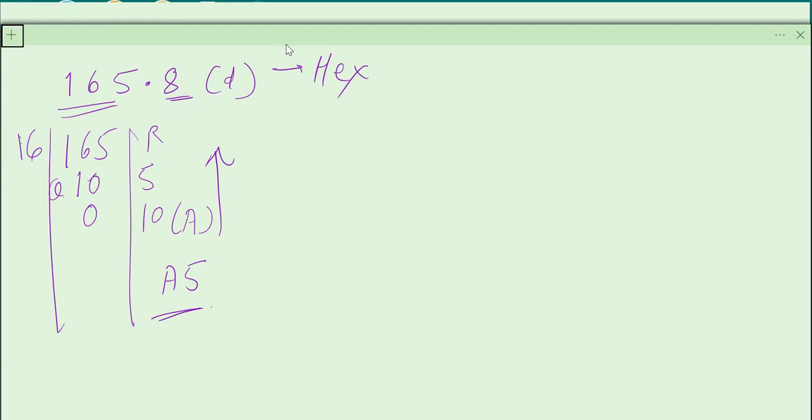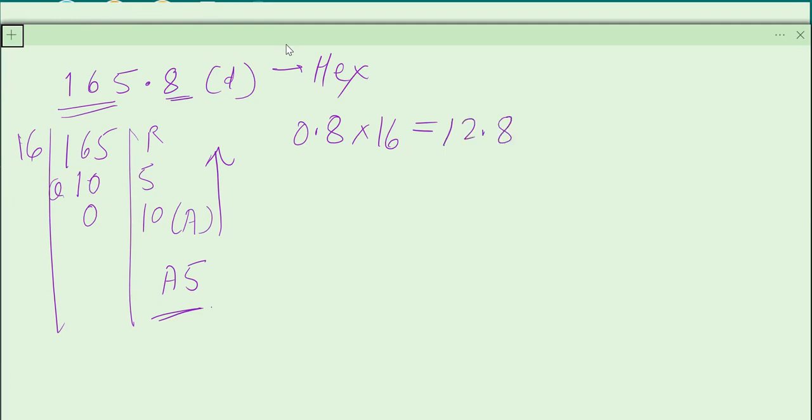A5 is the integer part. Now let's find out the fractional part. 0.8 into 16. Multiply by the base value. Base value is 16, so multiply by 16. So let's multiply this 0.8 into 16. It is coming out to be 12.8.